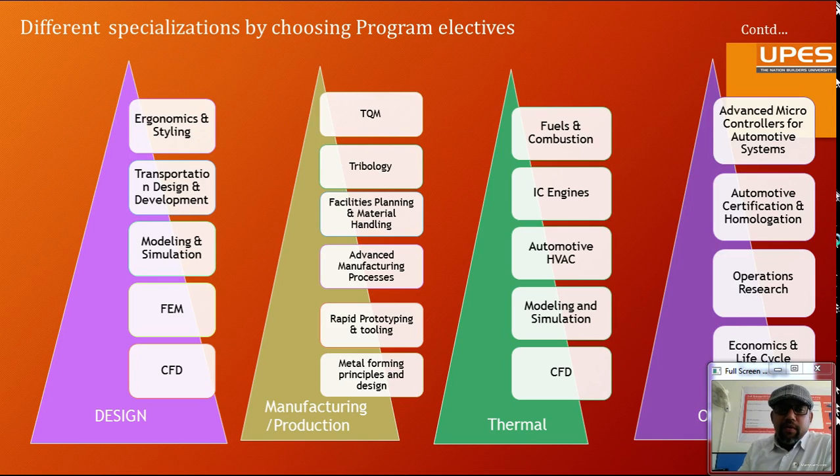See, for example, if you want to go for the designing side purely, then from the given program electives, you will choose in such a way that, starting from semester 5 to semester 8: ergonomics and styling, transportation design, modeling and simulation, finite element method, and CFD.